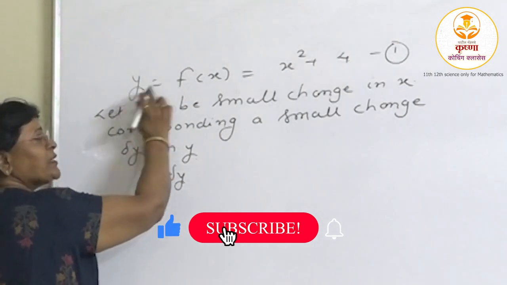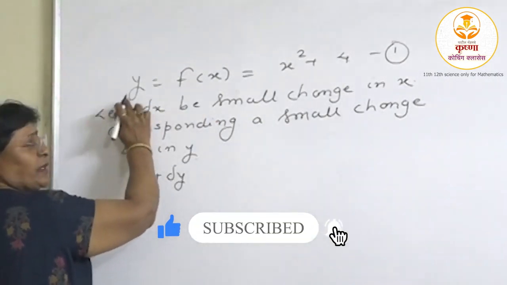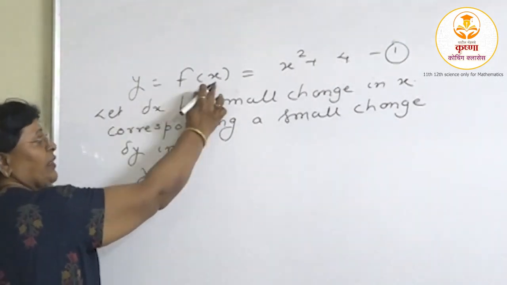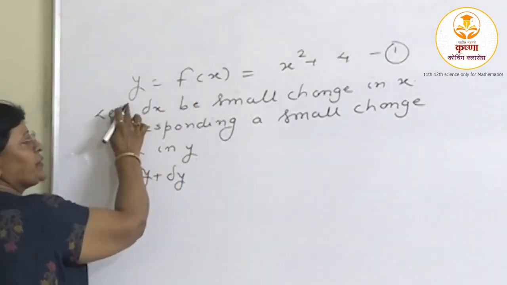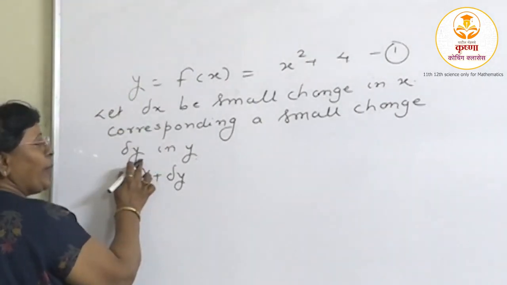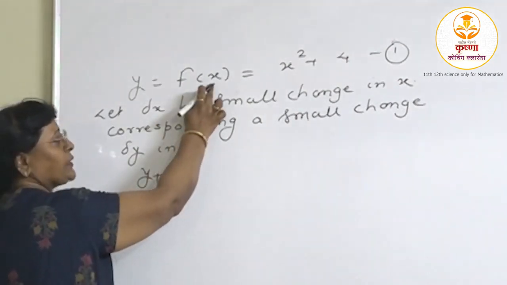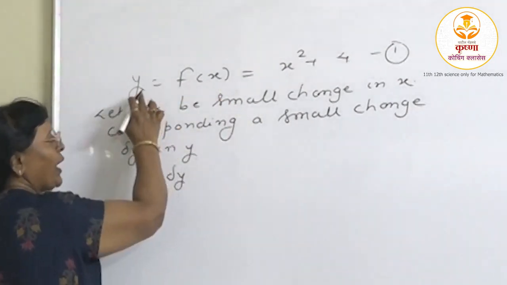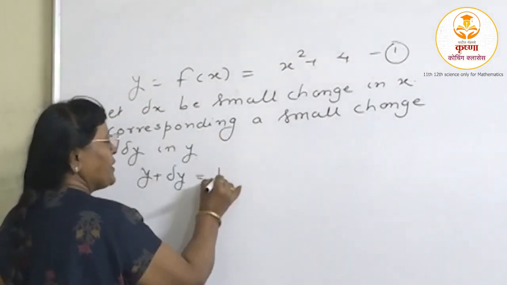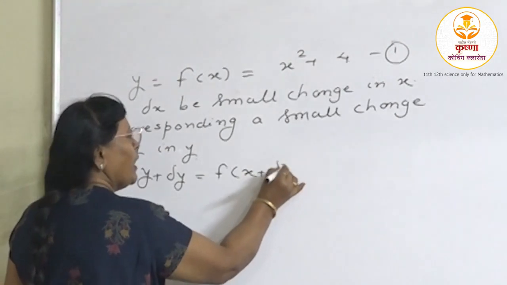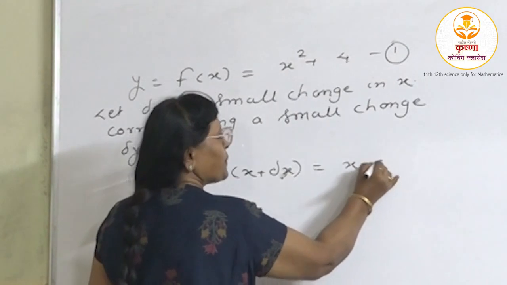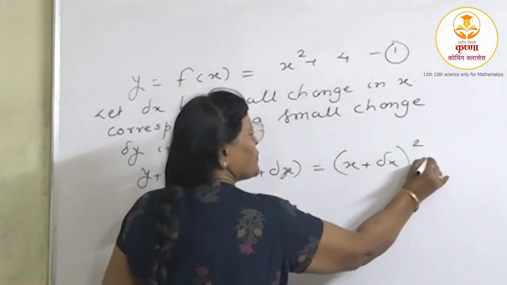Y is the function of x, means y is totally dependent upon x. Therefore, while taking the small change in the value of x, you have to take the corresponding change in the value of y. The change in the value of y is denoted by del y, and the change in the value of x is denoted by del x. So I have taken the changes. Therefore, this y becomes y plus del y. F of x becomes f of x plus del x. Again, this x square becomes x plus del x whole square plus 4.